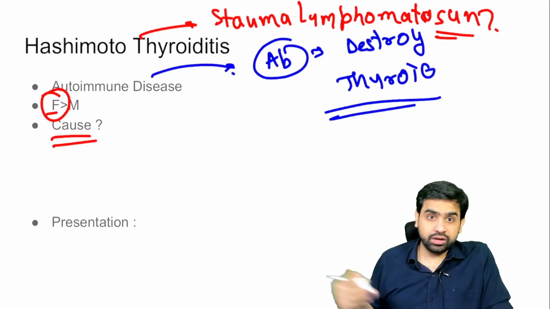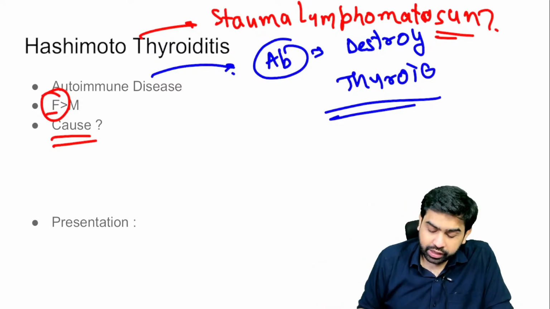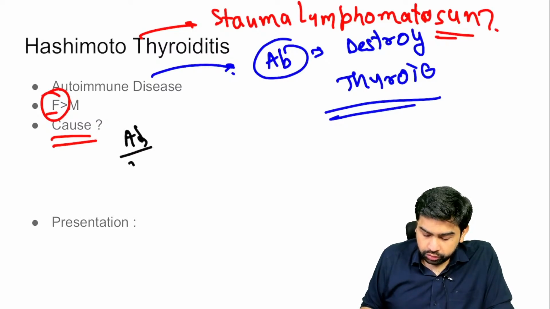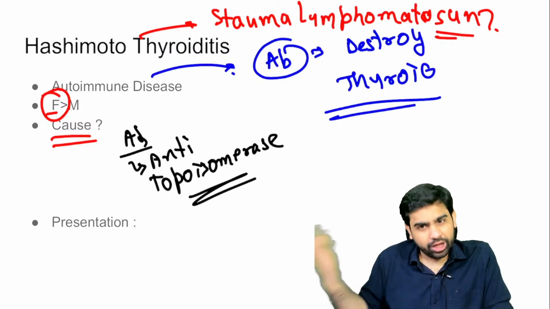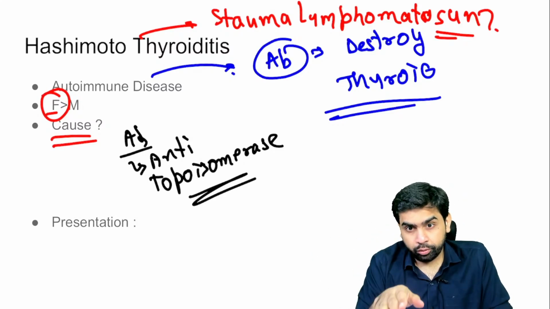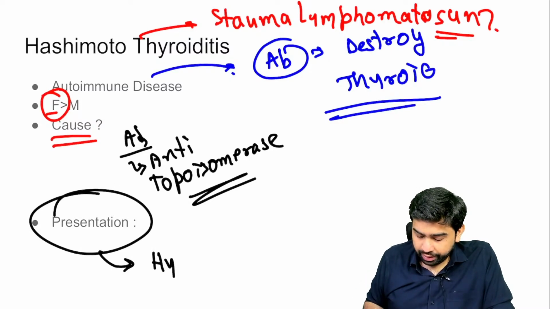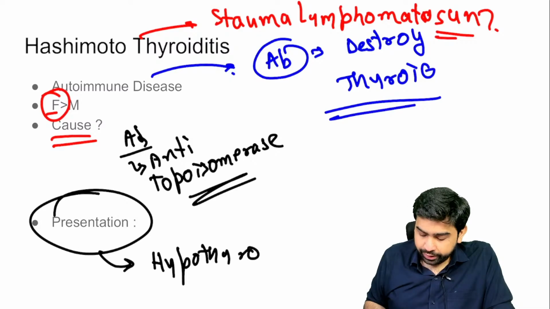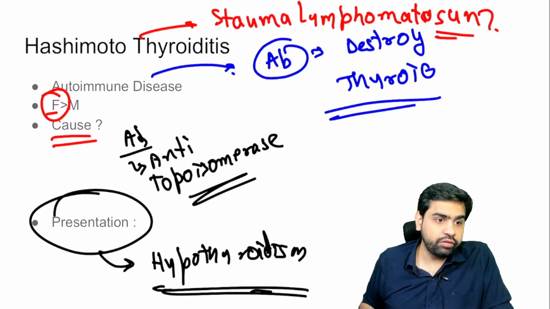What is the cause of this particular Hashimoto's thyroiditis? As I told you, it is an autoimmune disease. That's fine. So what are the antibodies which are present over here? We have anti-thyroglobulin and anti-TPO, anti-thyroid peroxidase. But anti-TPO is the more common one. What about the presentation? As I told you, this is going to present to you with hypothyroidism. So this is the most common cause of hypothyroidism. Okay, so I hope you have understood this particular point, guys.